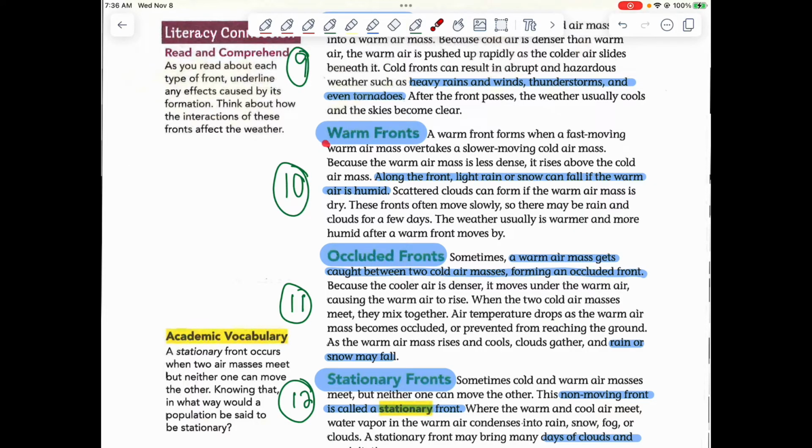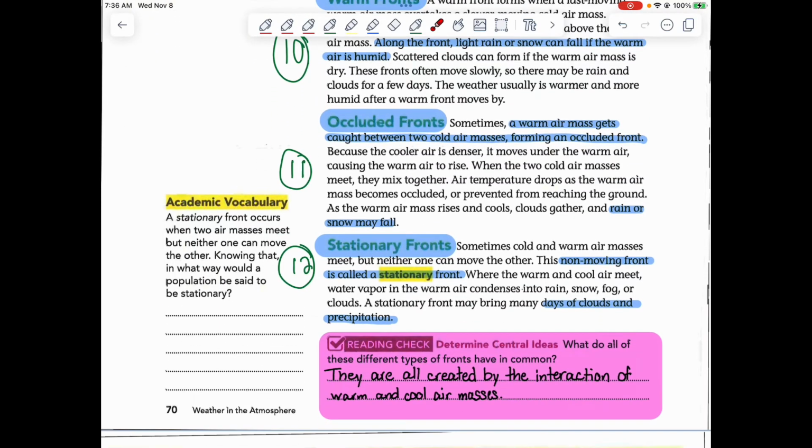In paragraph 10, for warm fronts, I want to know along the front, light rain or snow can fall if the warm air is humid. So I want to know about that type of weather that goes with it. In an occluded front, a warm air mass gets caught between two cold air masses, forming an occluded front, and rain or snow may fall. So this one I'm telling a little bit more about it. And then stationary fronts, it's a non-moving front that's called stationary front. And the type of weather is days of clouds and precipitation.